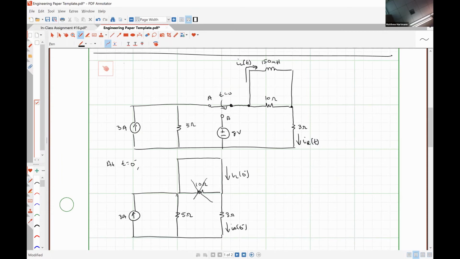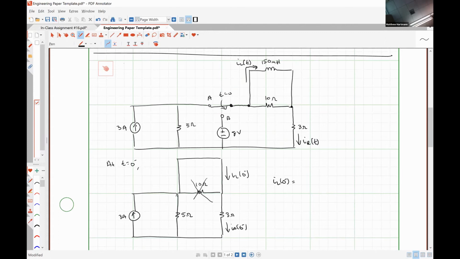Right? Since it's in parallel with the short circuit, all of the current will flow through the short. So what do you or any of you guys think would be the most efficient method by which to determine that current IL at 0 minus? Current division? Exactly right.